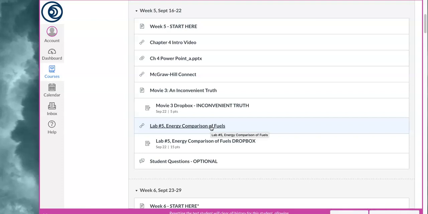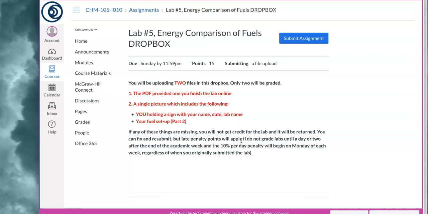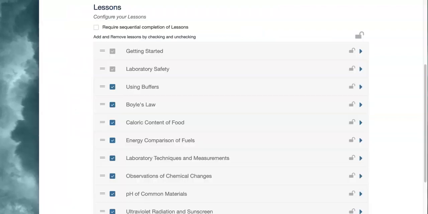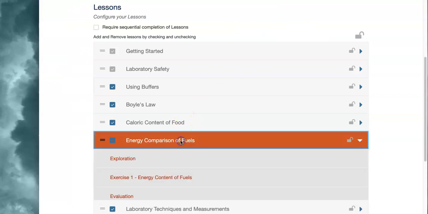So we're starting our venture into fossil fuels, and then we'll also look at alternatives to fossil fuels in class. But we're going to start with looking at some fuels and how to calculate the energy that's released with the different fuels. When you're ready, the Dropbox is here. I'm going to go through that lab quickly in just a minute. You have the PDF of the lab, and then your one picture that shows your fuel setup, which is in part 2, and you in it. So take a selfie holding your sign. You guys are doing a great job with that. So let's take a look at your energy comparison of fuels.